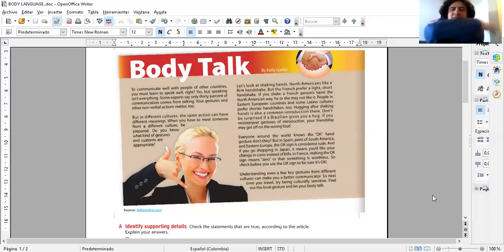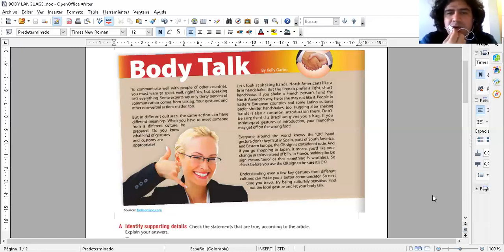Hugging is this. Hugging, I have to hug myself. Hugging after shaking hands is also a common introduction there. Don't be surprised if a Brazilian gives you a hug. If you misinterpret gestures of introduction, your friendship may get off on the wrong foot.